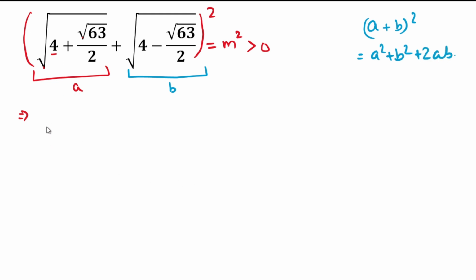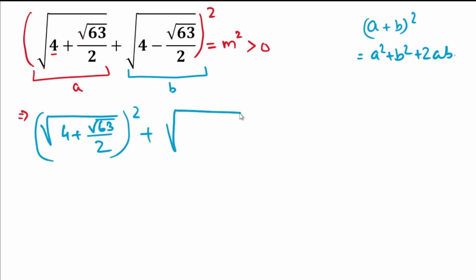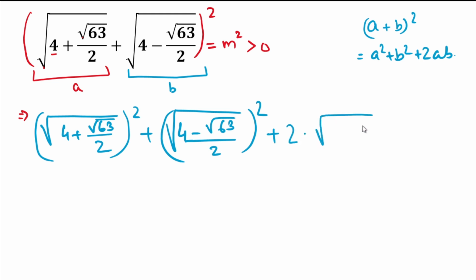So therefore we'll write it as square root of (4 plus square root 63) divided by 2, and its square, it is our a square. Now plus b square, meaning this expression, square root of (4 minus square root 63) divided by 2 and its whole square. Now plus 2ab, meaning 2 times square root of (4 plus square root 63) divided by 2 multiplied by square root of (4 minus square root 63) divided by 2, and that is equal to m square.